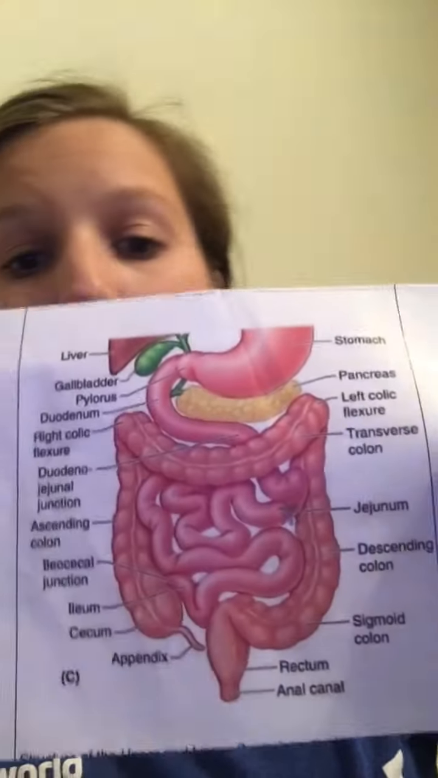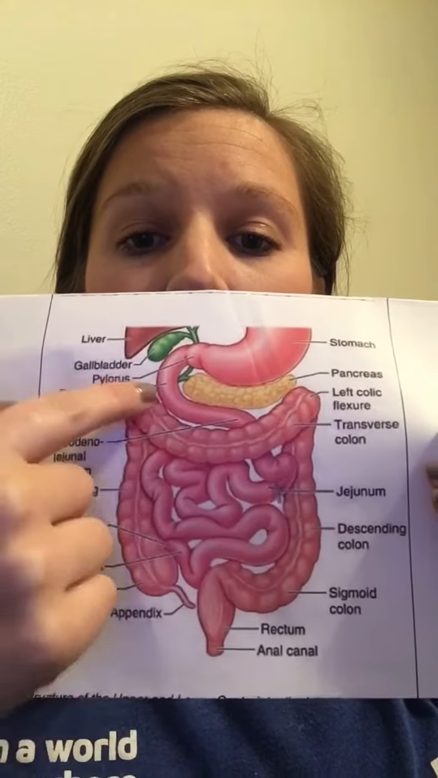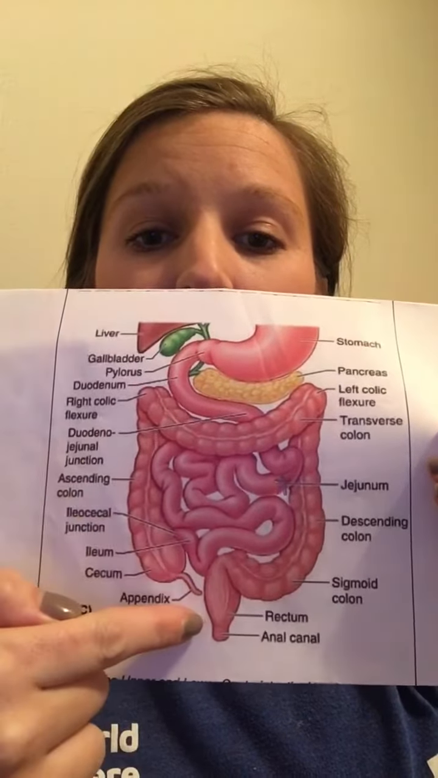A lower GI bleed occurs in the jejunum or ileum of the small intestine, colon, or rectum. So here is the anatomy, starting at the jejunum, working our way down in the colon and down into the rectum. Some factors that can contribute to lower gastrointestinal bleeding are polyps, diverticular disease, inflammatory bowel disease, cancers, hemorrhoids, and colitis.